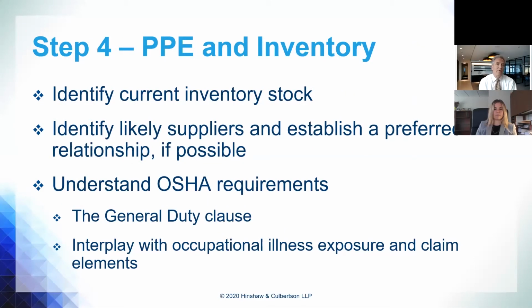This is step 4, and we're going to get into a little bit more detail here with respect to PPE and inventory. You need to identify your current inventory stock, and I will bet, not my mortgage, but probably Melissa's mortgage, that currently you don't have enough. At a minimum, you're going to need masks, gloves, wipes, hand sanitizer. The masks and the gloves, you're going to have a multiplier for each employee because many of them can only be used once or can only be used for a short period of time.